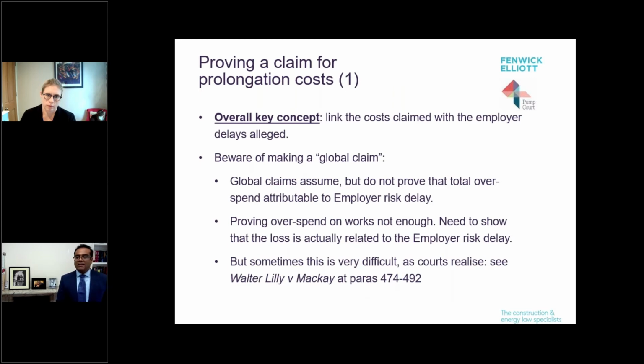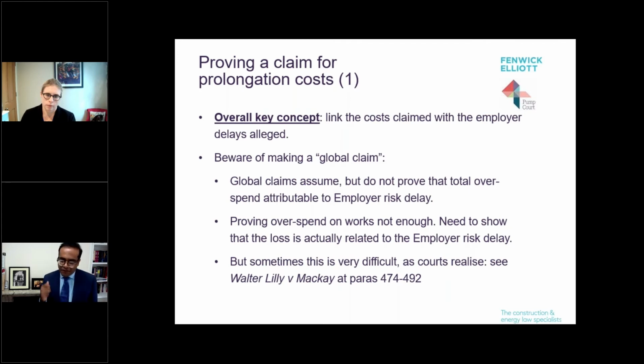I'm just going to end now with two short slides on proving a claim for prolongation costs, and this is something that Claire's going to build on in the next part of the talk anyway. Three quick points and one overall point. The key when you are trying to prove a claim for prolongation costs is to prove the link between the costs incurred and the employer risk delay event.